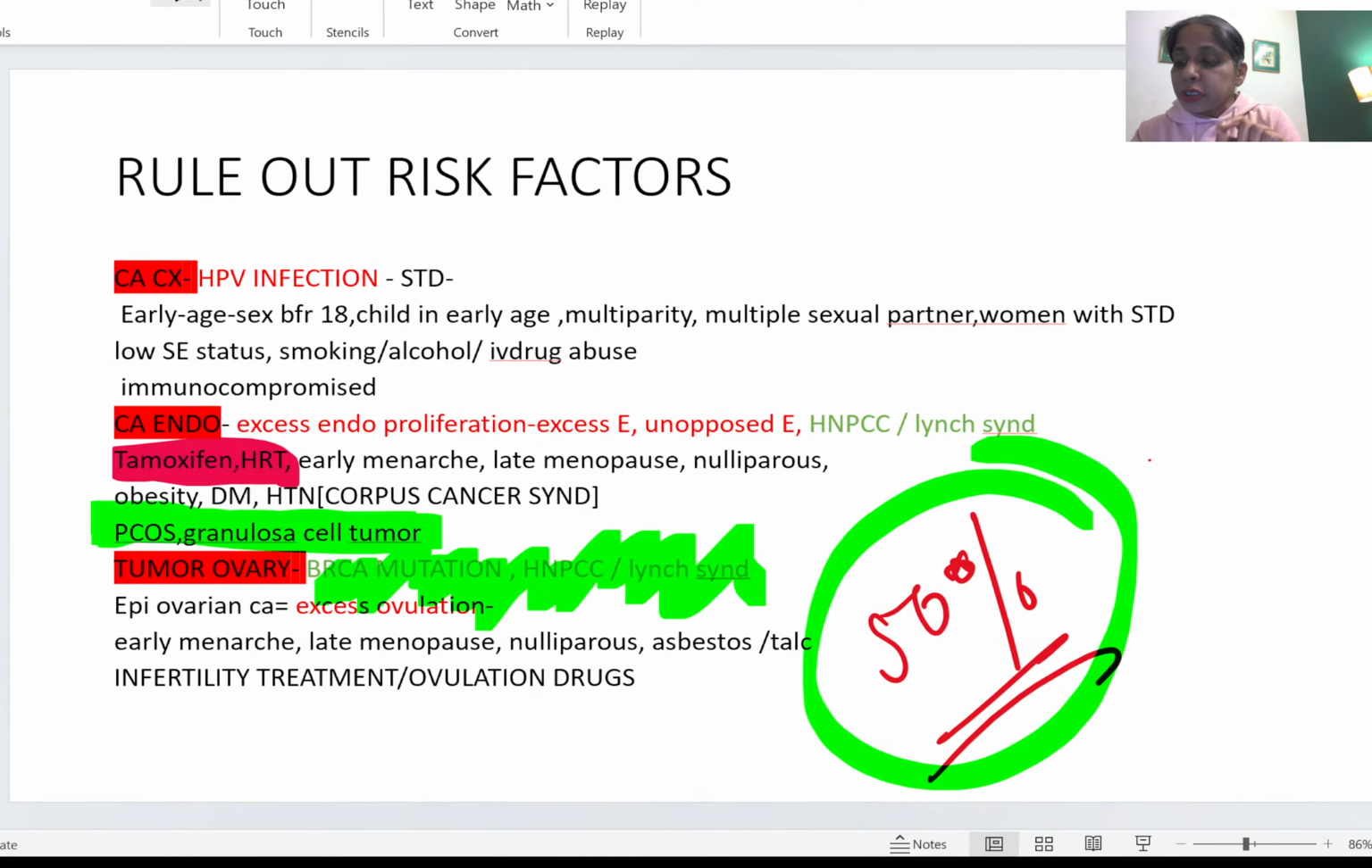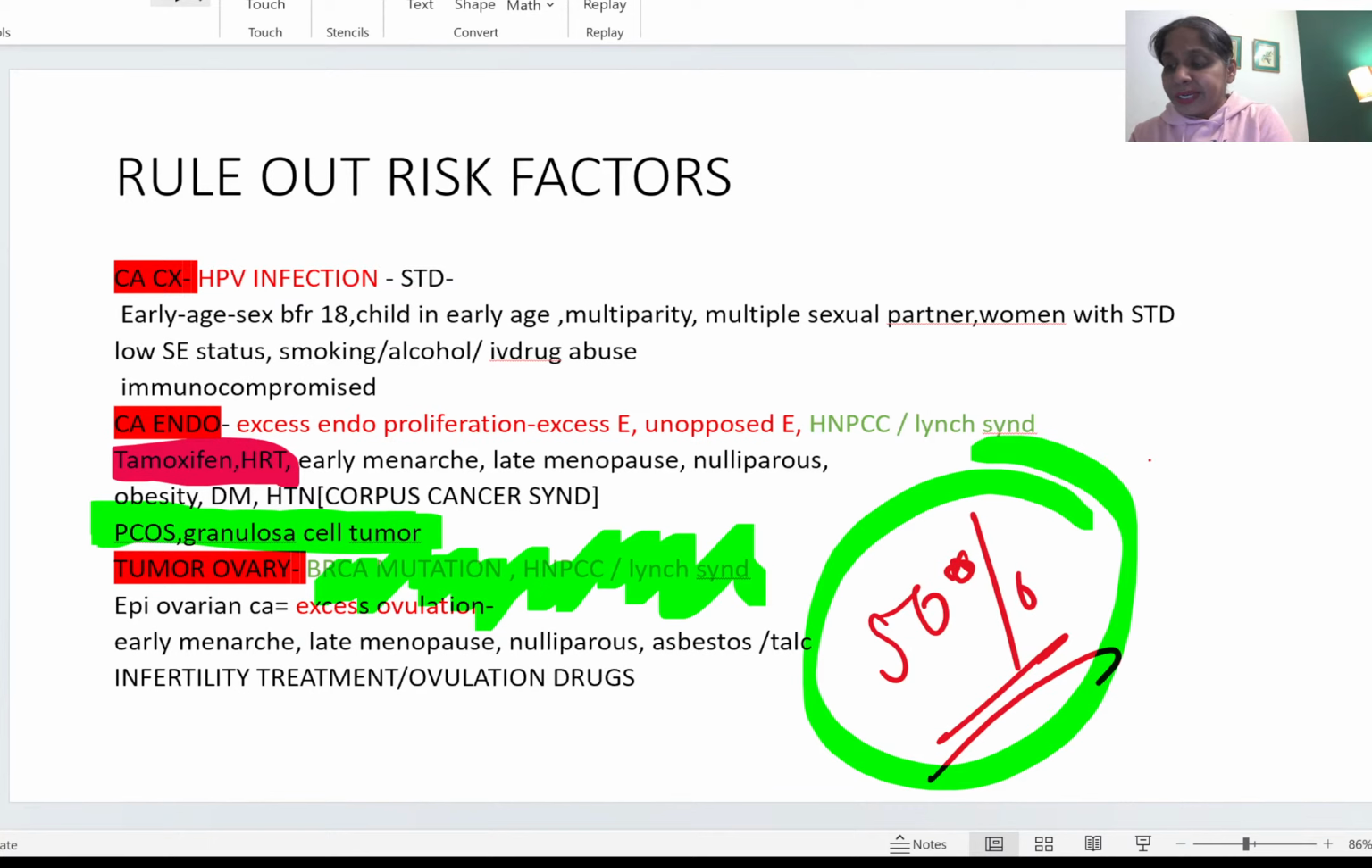What is the function of the ovarian epithelium? It has only one function: it ruptures during ovulation. So the more the lady undergoes ovulation, the more are the chances of epithelial ovarian cancer. Okay, is it clear?